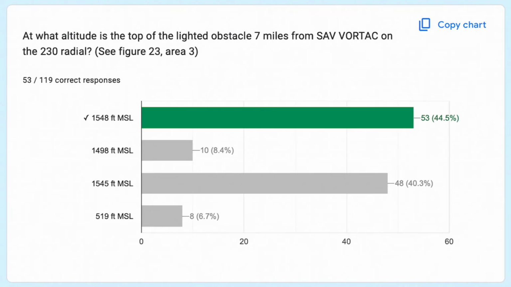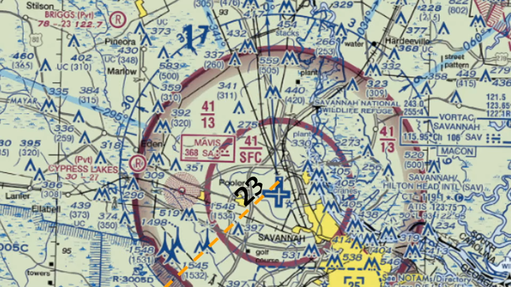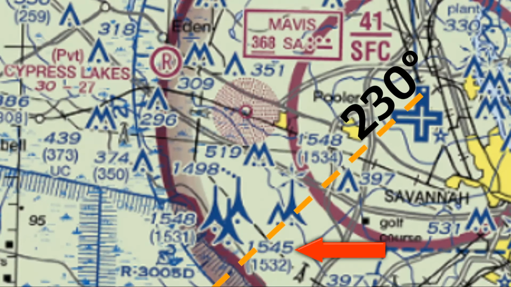Okay, let's see how you guys did. It looks like 44.5% of you guys got this right, and a bunch of you thought it was 1,545 feet MSL. But if we zoom in on Figure 23, I can see why you guys thought that.